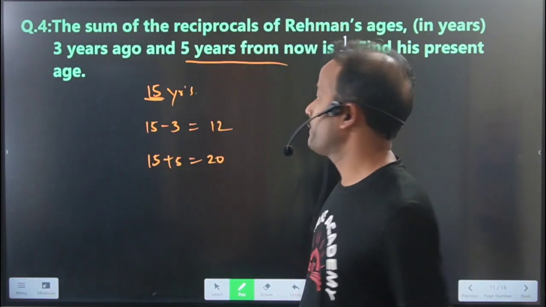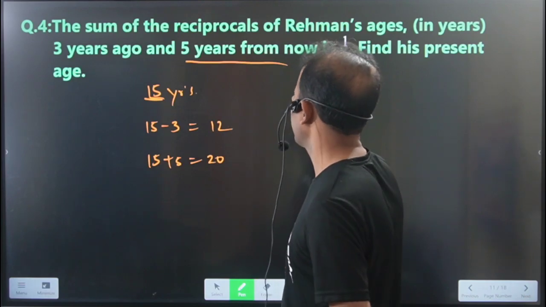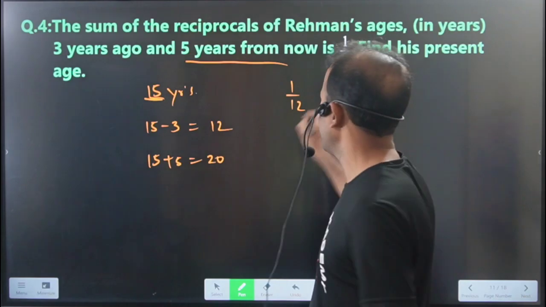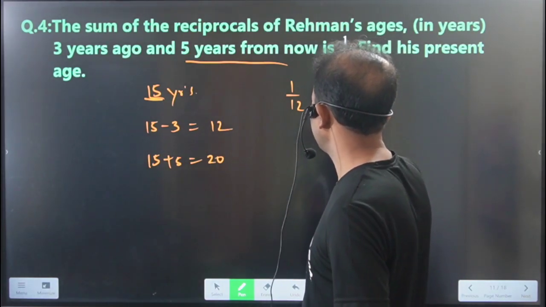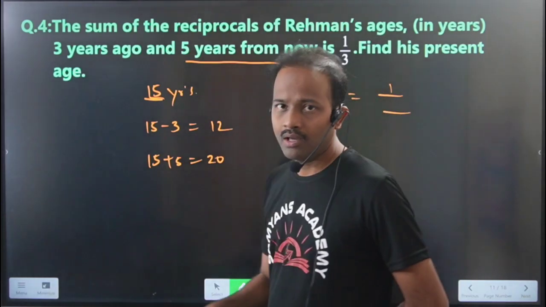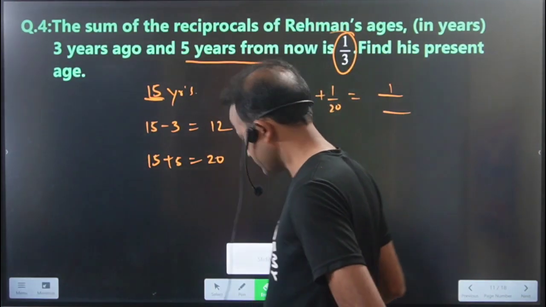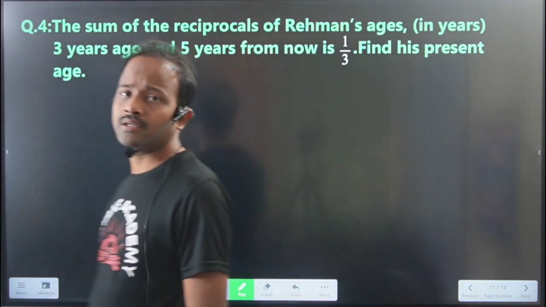Sum of reciprocals of these two: the reciprocal of 12 is 1 by 12, the reciprocal of 20 is 1 by 20. So you will do this, you will get some fraction. Here we are getting which fraction? 1 by 3 is a fraction. Then what is his present age?